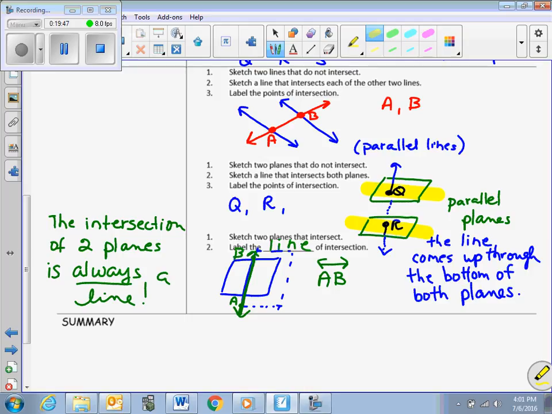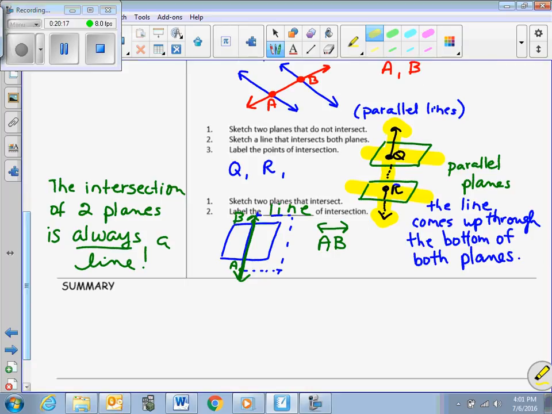I did that in blue, and my intention was for this line to be coming up under the bottom of each one of the planes. So it comes up through the bottom and out the top of this plane, and then it comes up through the bottom and out the top of that plane. So that was my line that intersects both planes, and I labeled the points of intersection R and Q, and again, you could label them whatever you wanted to.